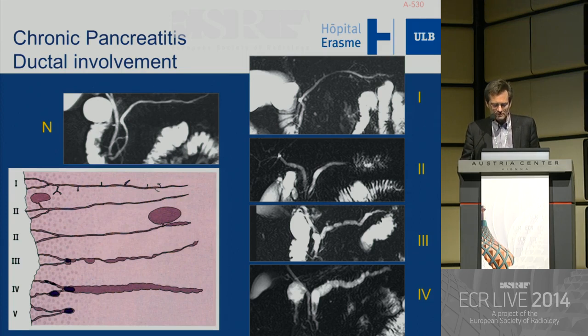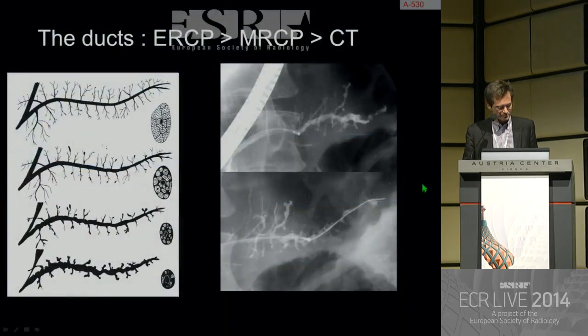Concerning ductal involvement, indeed, MRCP and MRI will fit quite well with endoscopic classification, with the exception of type 5 chronic pancreatitis, which doesn't exist on the MRI side, since we can detect ductal changes all along the duct, even if you have an obstruction which is distal to the duct itself. But clearly we can discriminate type 1, 2, 3, and 4 chronic pancreatitis changes involving the ducts.